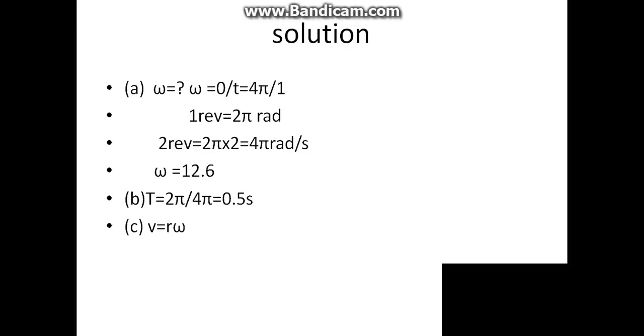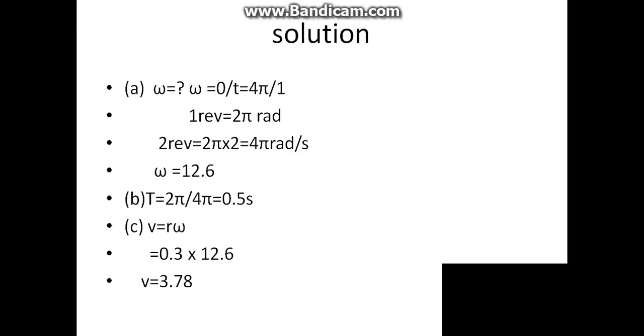Then, if you are looking for the velocity, we substitute the figures into the unknown values, you now have that v is equal to radius times phi, which is now 0.3 times 12.6. V is equal to 3.78.